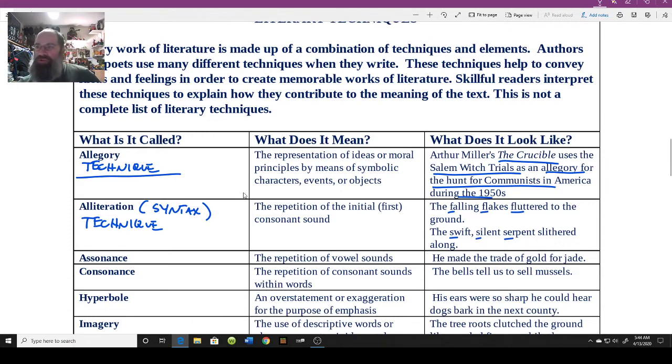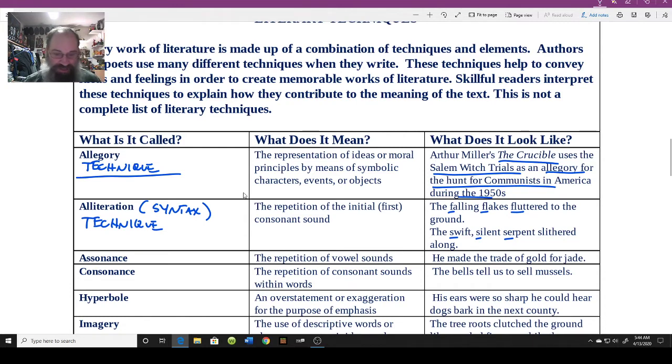And why do writers employ alliteration? Emphasis, flow. I'm sure there's a million other reasons, but really emphasis and flow. It makes a passage more memorable. The falling flakes fluttered to the ground. It's also imagery. Alliteration also can be used to really make that image stand out and let us see and hear and experience what's going on.